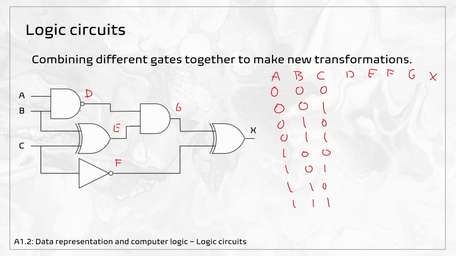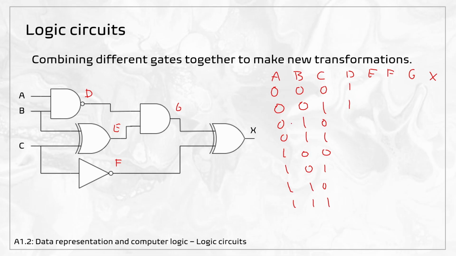So D is just A NAND B. So what is A NAND B? That's just going to be the opposite of A and B. So A and B are both 0 here. Now that would normally output a 0 in the AND gate, but this is a NAND gate, so this is going to be 1.